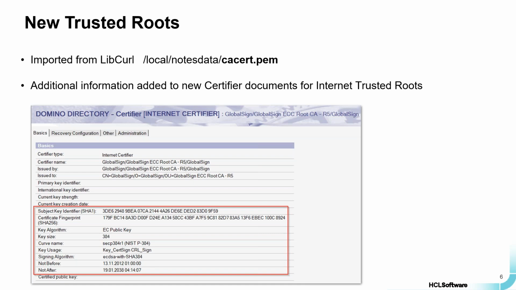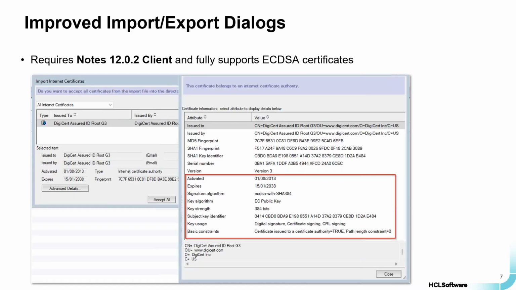So when you import a new certificate, also the dialog has changed. So that needs the 12.0.2 client, obviously. But you will see all the details in the dialog. So the dialog has been extended, the backend APIs have been extended to understand all the modern information that are in a certificate, like ECDSA, with all the details. Also, you see the subject key identifier, you see the fingerprint in different forms, so it's all there.